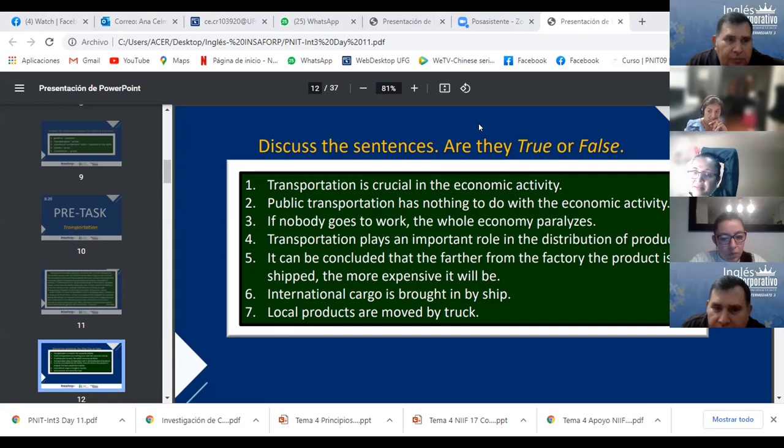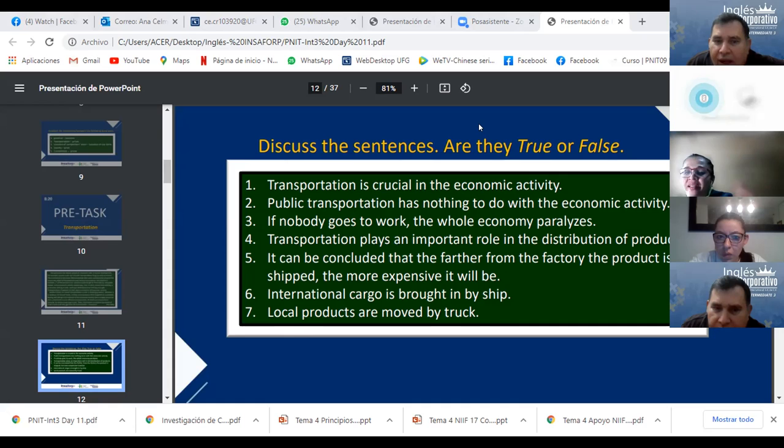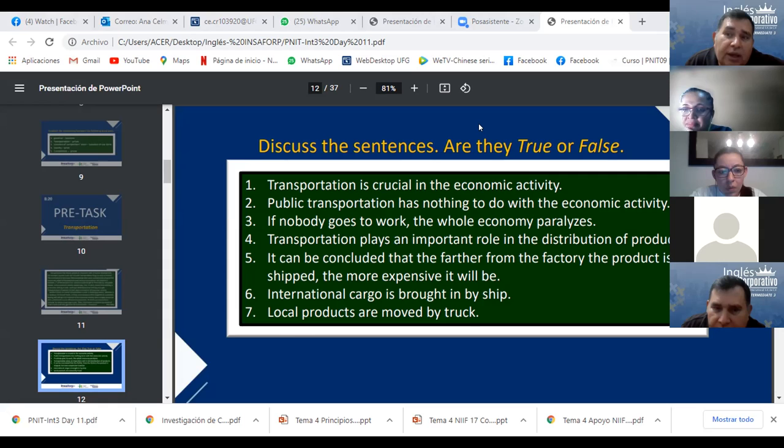Number six refers to all international cargo being brought in by ship. Not necessarily. This is partial. Yes, in this case it's true, because the other part is brought by plane. For example, you have the Hercules type of airplane that takes huge cargo to different places.